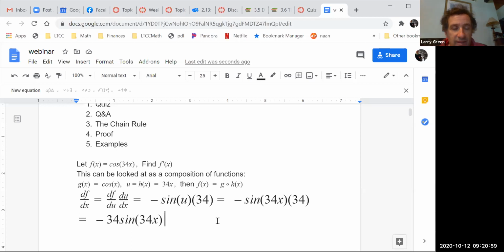Okay, so notice that the inside function is 34x. The derivative of the inside is 34. The outside function is cosine. The derivative of the cosine is negative sine, but you don't put x in, you put in u, which is 34x. Any questions at all on how that works? Okay, so this is called the chain rule.